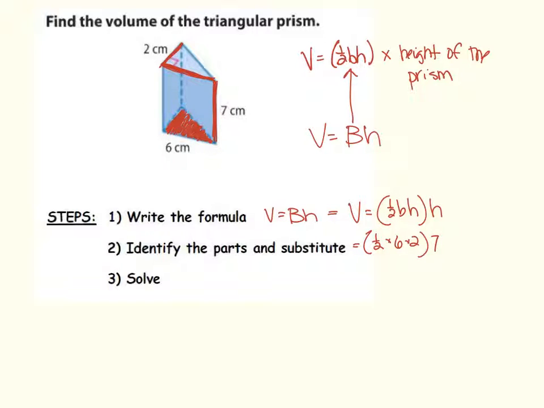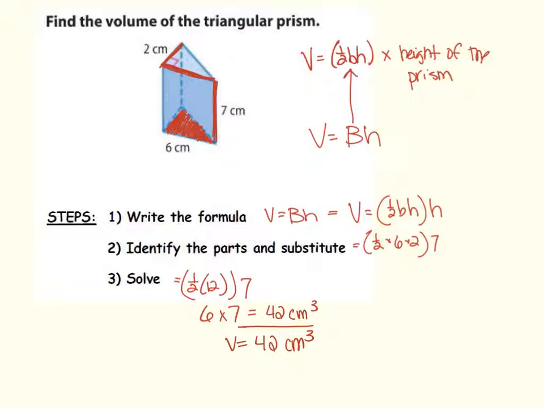When we multiply all of these, we've got 6 times 2, which is 12. Half of 12 is 6. And finally, 6 times 7 is 42. So remember that volume is in cubic units. So the volume here is going to be 42 centimeters cubed.